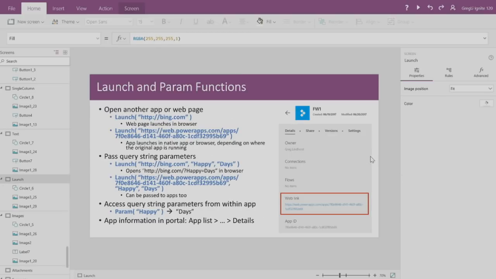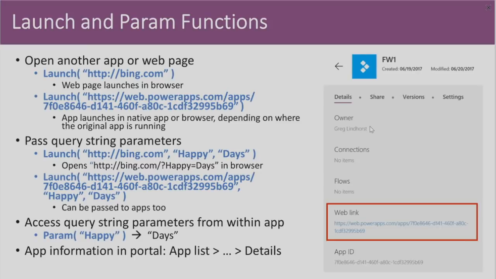You can launch one app from another. There's a way to pass parameters from one app to another. You can launch just a website, but you can also launch a PowerApp. If you go to the PowerApps admin portal and you look at the apps, the URL and the app ID that you need to use is listed there. If you launch that in a browser, it'll come up in the browser.